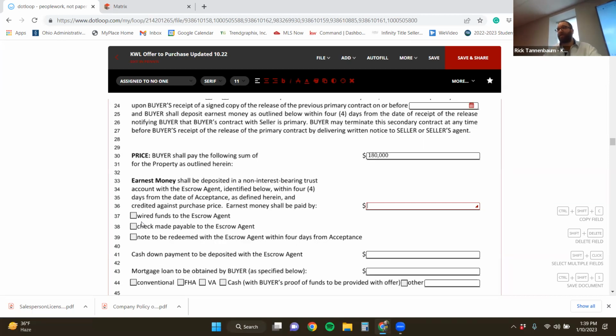Yeah, you just need to make sure that they do it, and that you get confirmation. Either way, no matter what the method of delivery is, you want to make sure that you get confirmation from that title company that they're in receipt of those earnest money funds.